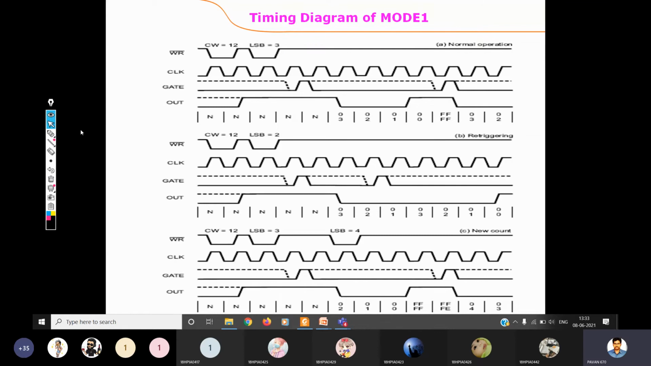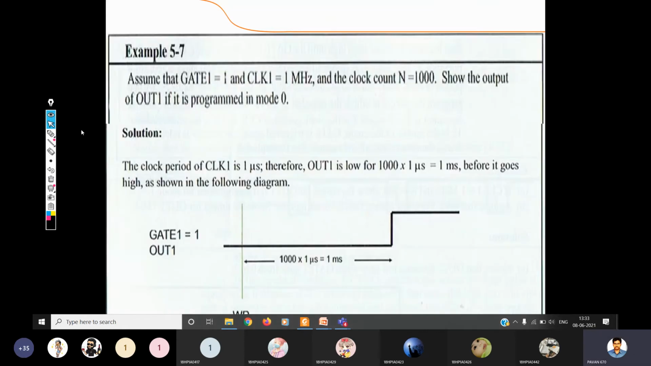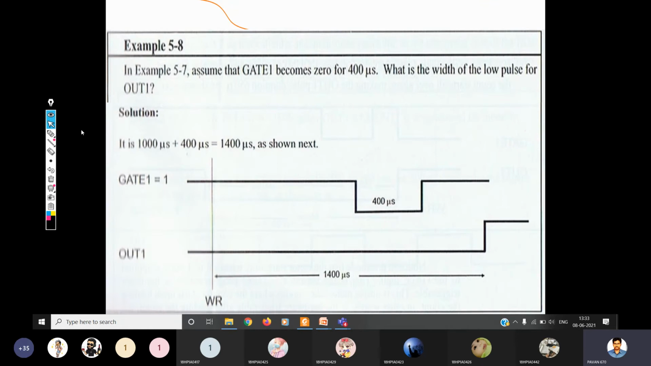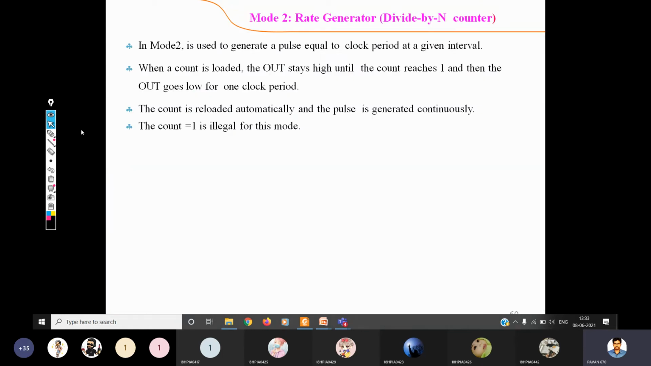This is for mode 1. Next, coming to some small examples, we will see them later, after completion of this timing diagram. Next one, mode 2.